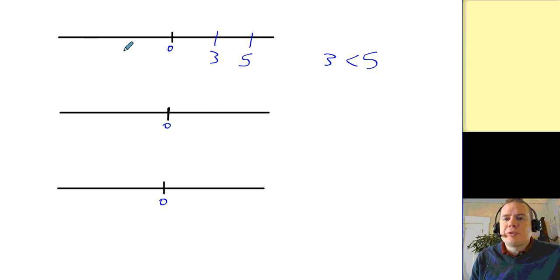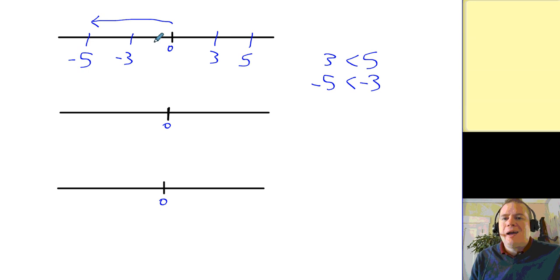Bringing in these numbers on the left-hand side of 0, let's say a -3 and a -5, I can see that -5 is actually less than -3. If I owe the bank $5, I'm in worse financial shape than if I owe the bank $3. Here I'm closer to solvency, closer to being in positive. I have more money than this person who owes even more money. Right? Having $5, that's more than having $3.